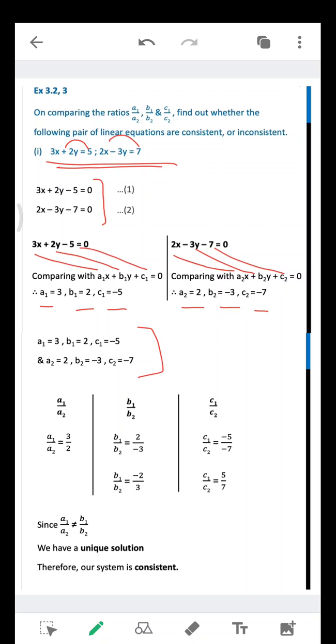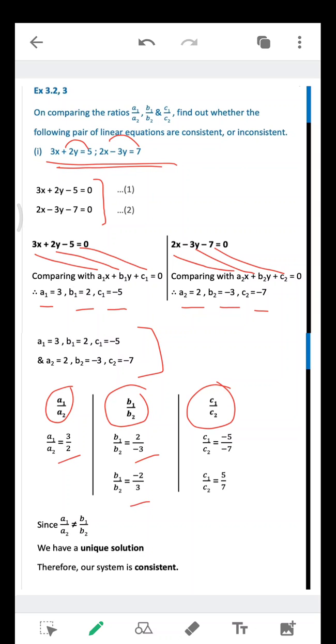Then we'll find the ratios, a1 by a2, b1 by b2 and c1 by c2. Now see, a very interesting thing here. By looking at the ratios we can say how many solutions this pair of equations has. So what is a1 by a2 here? a1 by a2 is 3 upon 2, that is 3 by 2. Then b1 by b2 is 2 by minus 3, that is minus 2 by 3.